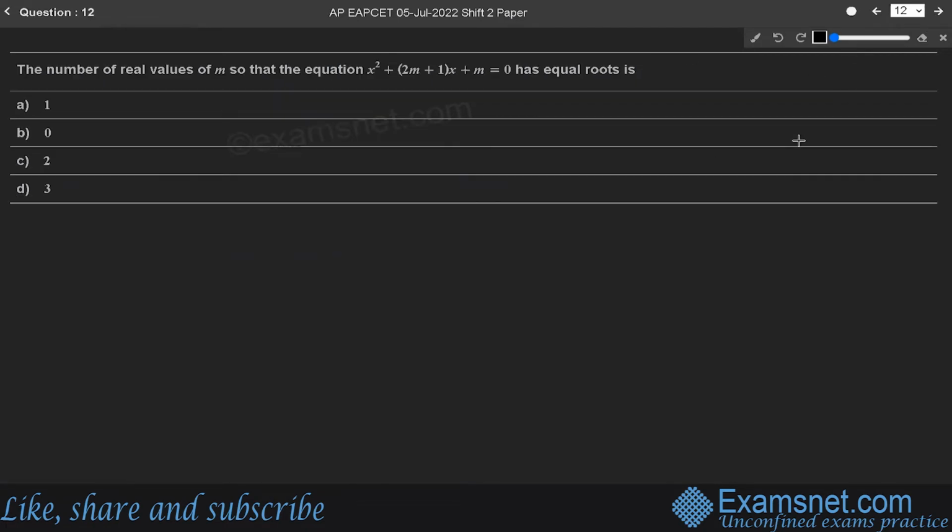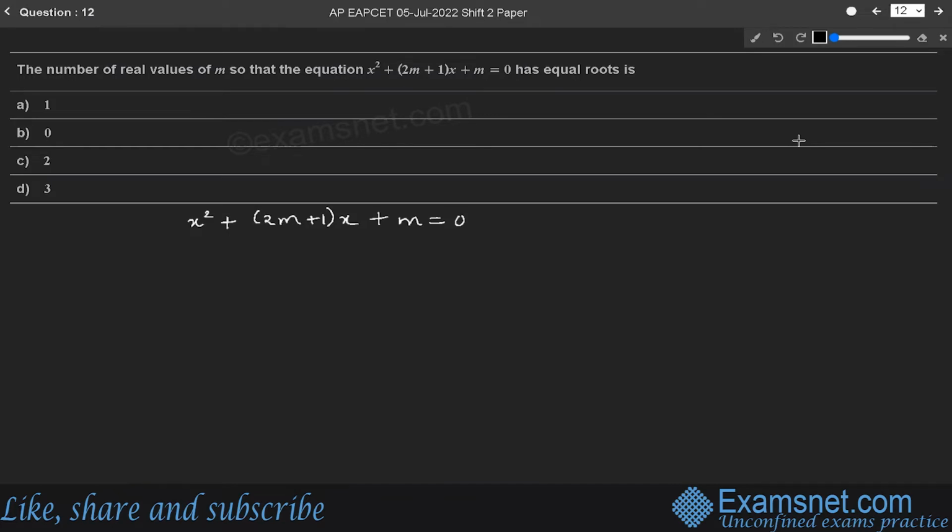Next question is: the number of real values of m so that the equation x² + (2m + 1)x + m = 0 has real roots is. This is a very important question. This kind of question always comes in the exam.